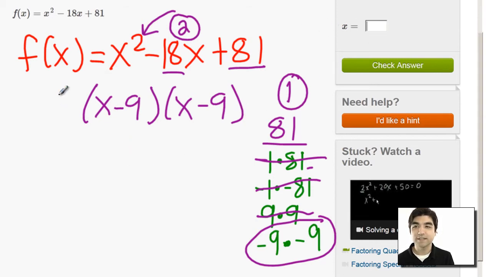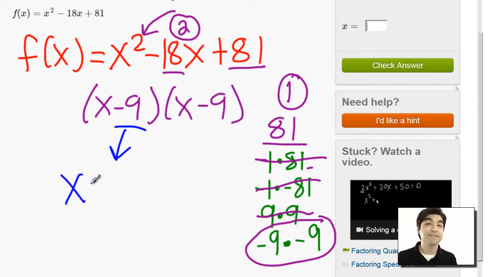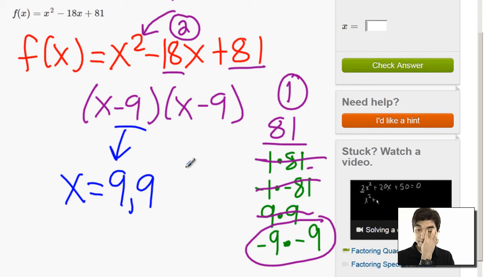And to get the final answer for this, because it asks for where does f of x intersect the x-axis, that means we need to find where y equals 0. The simple way to do that is you just take this number and write down the opposite version of it. So if it's -9, then you write down +9. And if it's -9, then you write down +9. So the answer is 9 for this particular problem.